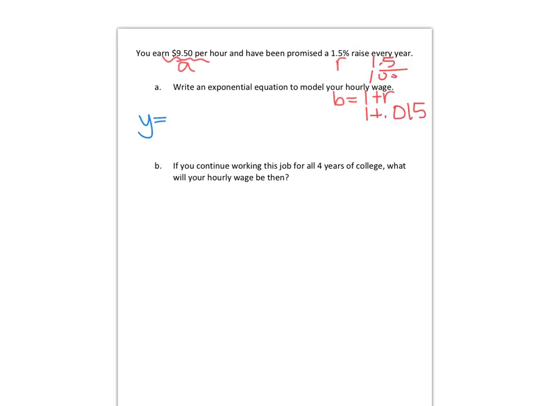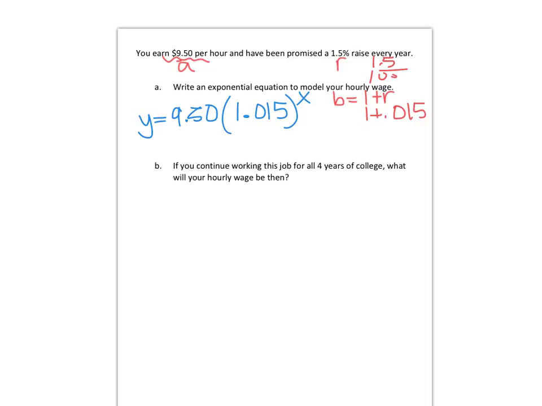So our equation will just be a matter of filling that in. Y equals $9.50 times 1 plus 0.015, so 1.015 to the x.